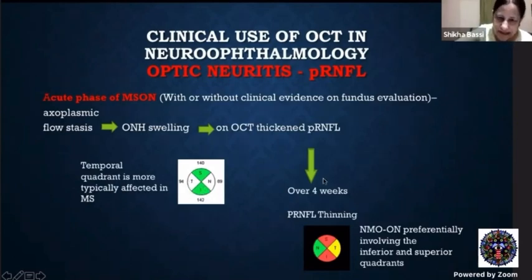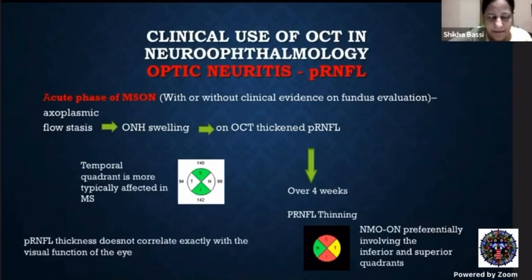Now, over a period of time, around 4 weeks, the retinal nerve fiber layer shows thinning. This is not from the same patient. This is another patient of optic neuritis, where after a month of optic neuritis, the patient has got severe thinning of the RNFL layer in the superior and inferior quadrant. So in NMO optic neuritis, there is a preferential involvement of the superior and inferior quadrant. So you can get subtle information, very fine points which can point towards whether the optic neuritis is because of MS or because of NMO spectrum disorder.